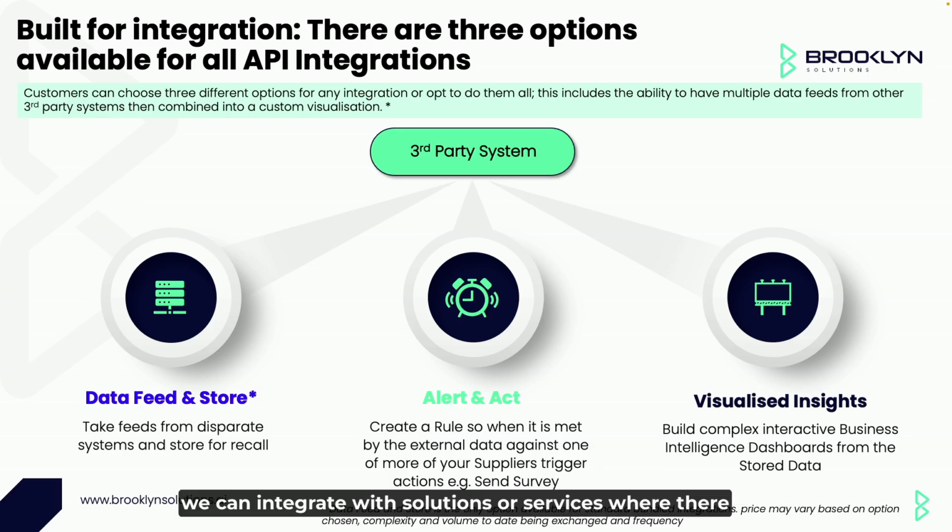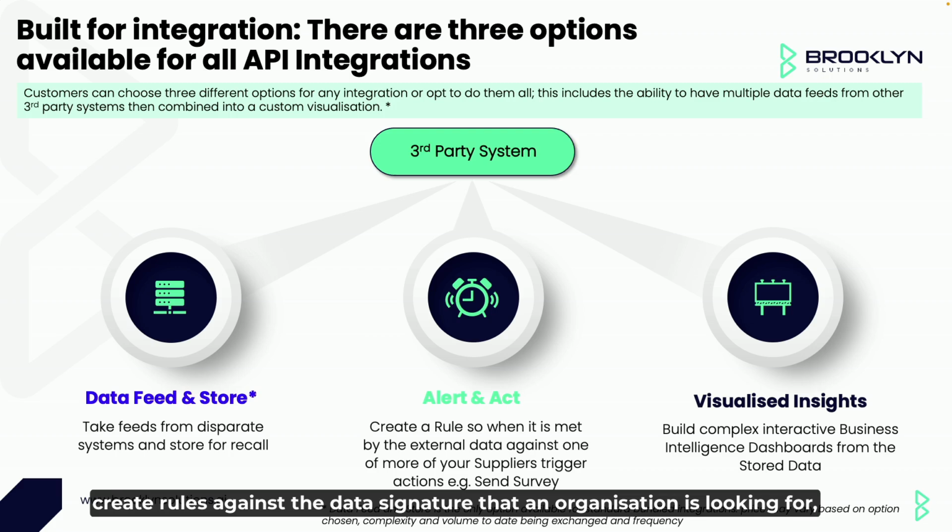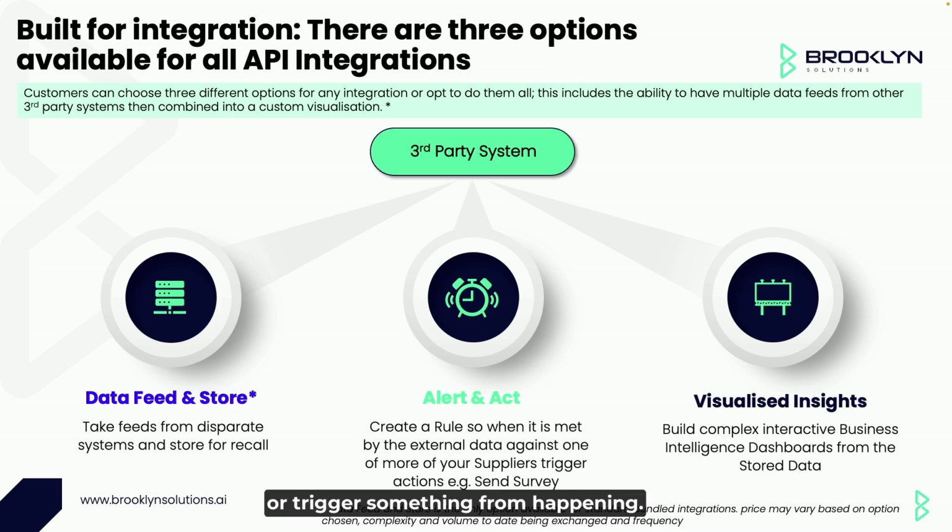Similarly, we can integrate with solutions or services where there is insight that's being derived from those platforms, and we can do what we call alert and act. So we can look at those platforms, create rules against the data signature that an organisation is looking for, and then take action off the back of that. So either start an event or trigger something from happening.